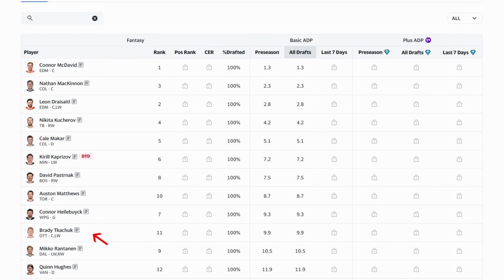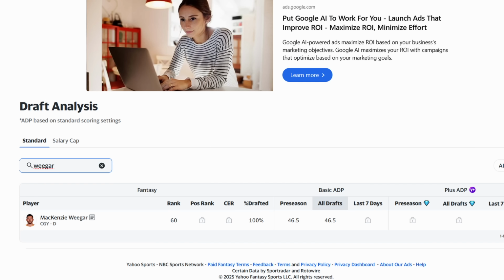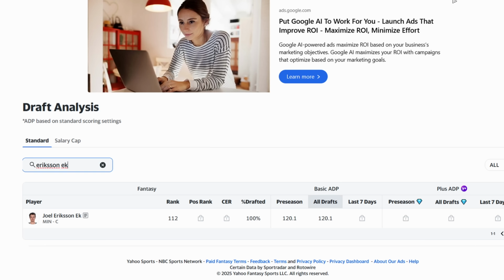For example, if your league doesn't count hits, Brady Tkachuk shouldn't go at the 10th pick. JT Miller is another example. He's going really high because he has those hits. Players like Mackenzie Weegar shouldn't go as high. But strangely enough, you also have some really good players that put up hits like Joel Eriksson Ek, Vincent Trocheck, and Sam Bennett going super late. So yeah, the ADP just doesn't make sense, but you could use that to your advantage.